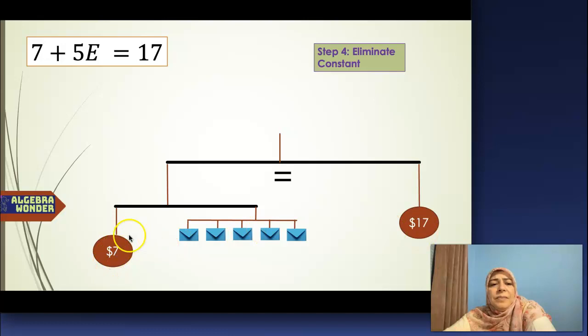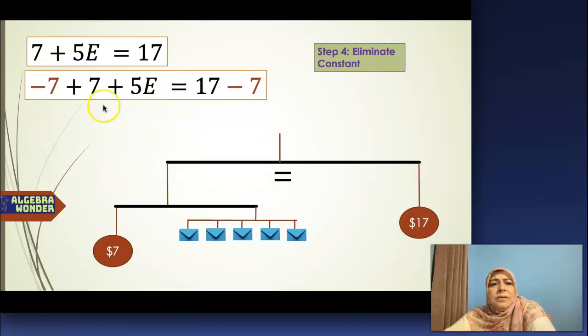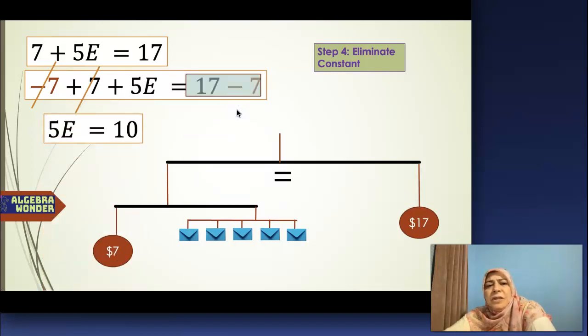What happens if you subtract 7 from here and from here? This is the constant, and I'm eliminating the constant, again using the inverse property of addition. I have 7, so I'm going to add the opposite, which is negative 7. This is what you're doing in your brain. If you subtract from here, you have to subtract from here to keep the balance. Negative 7 and 7 are opposites, so they give you 0. So I have 5e equals 17 minus 7, which is 10.